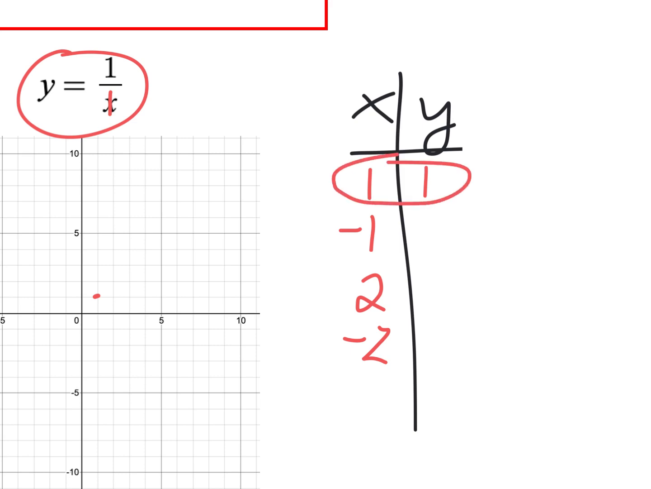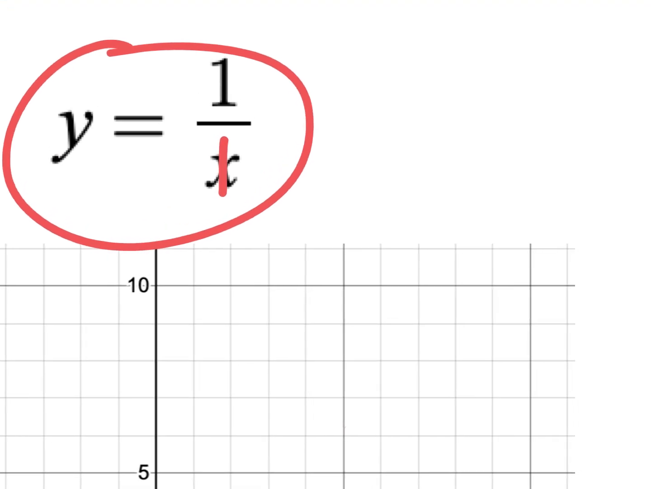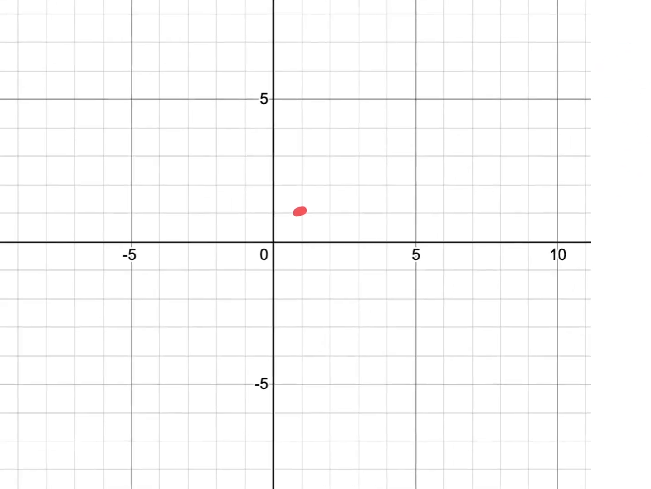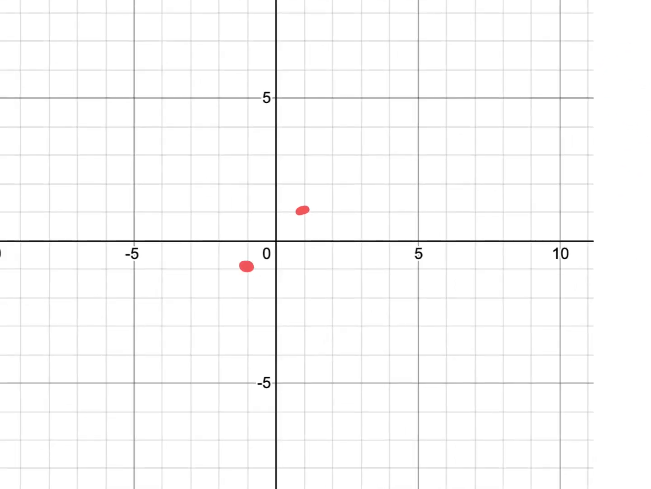Everybody put in -1 now. So I guess there's this negative now. So Christian, what is 1 divided by -1? -1. So -1 gives you -1. And if I was going to graph that, it goes right here. Let's just keep getting more dots.